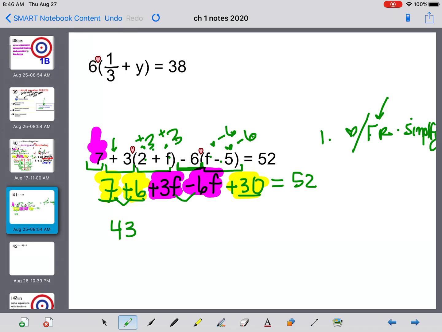And now let's go ahead and combine our variables, our terms with our variables in it. I have positive 3 minus 6, that gives me negative 3f. That's a battle. Negatives are going to win by 3. So just thinking about those little things like that can help you. And then that equals 52. Once I have shared the love and family reunion, or simplified everything, right, then I can go ahead and start solving. Step 2 says get rid of any numbers that are not connected to the variable.